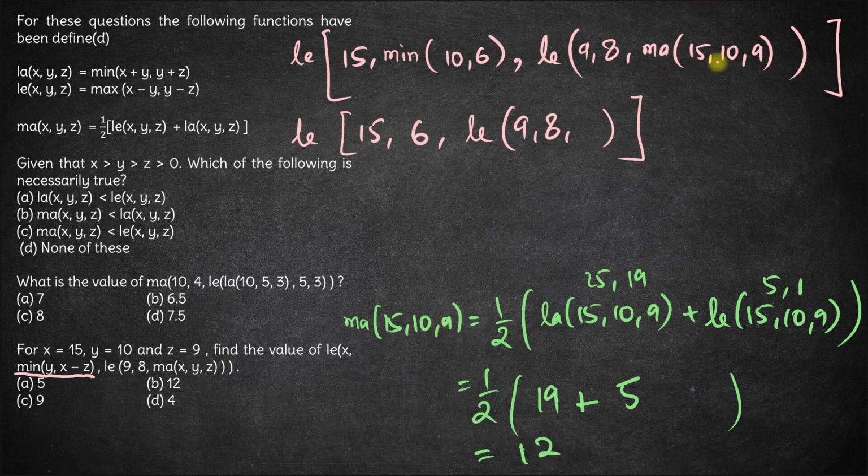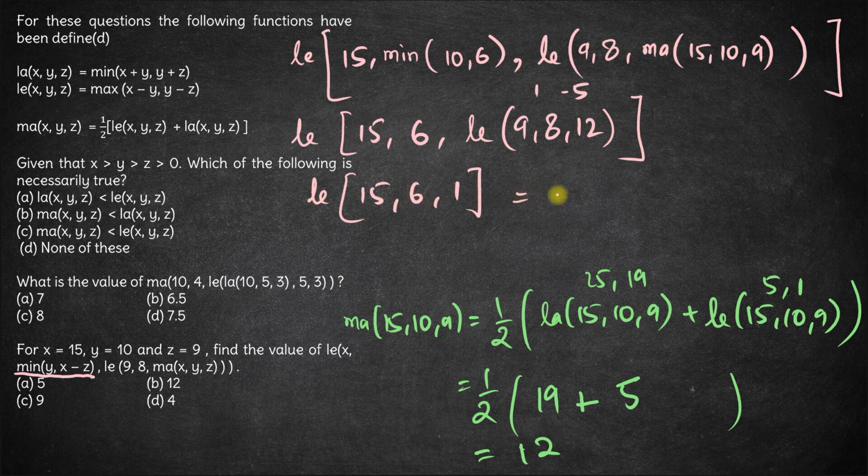So instead of MA 15, 10 and 9, we can substitute 12. So we have LE 15 comma 6 comma LE of 9, 8 and 12. Now LE is basically the maximum of 9 minus 8, which is 1, comma 8 minus 12. 8 minus 12 is minus 5. So the maximum of 1 and minus 5 is 1. So LE comes out to be 15. This comes out to be 15, LE of 15, 6 and 1.